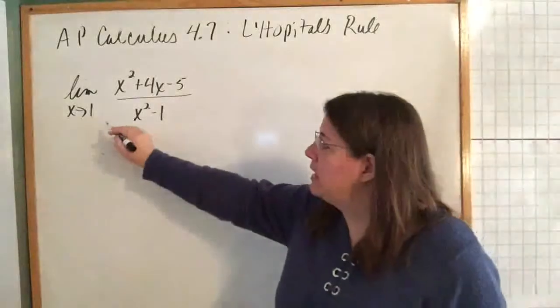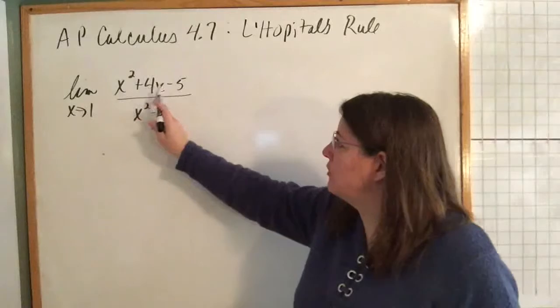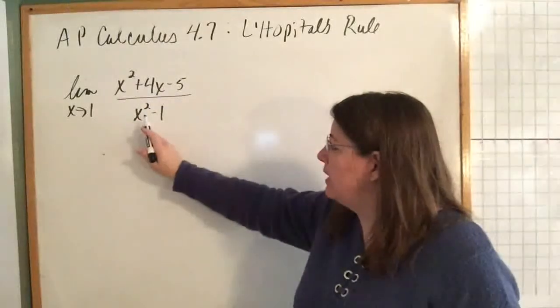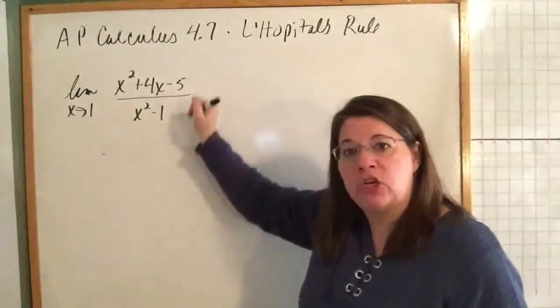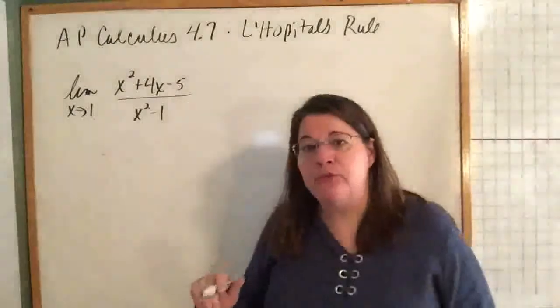So with this one, if we plug 1 in, we would end up with, let's see, 1 plus 4 is 5, minus 5 is 0, and then 1 minus 1 is 0. So we end up with the indeterminate form 0 over 0. So we know we can't just plug into this to find the limit.